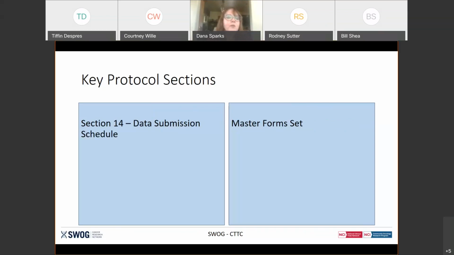Section 14 will always be the data submission schedule. So this lays out the timeframes for submission of study data. And then we also include a static picture of the master form set so that you can use that to take a look at what kind of data need to be submitted in what time frames, and then the actual forms themselves are found in Medidata RAVE.